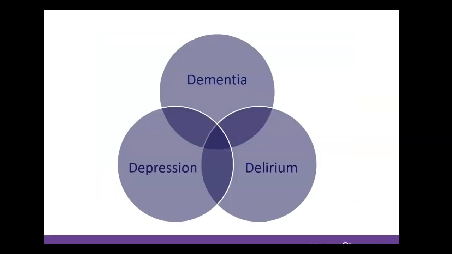There's a strong connection between mental health and physical health. Whenever someone is battling a chronic condition, it is not uncommon for them to deal with other conditions related to that disease, other chronic conditions. And this slide is showing you the connection or the intersection between dementia, depression, and delirium.